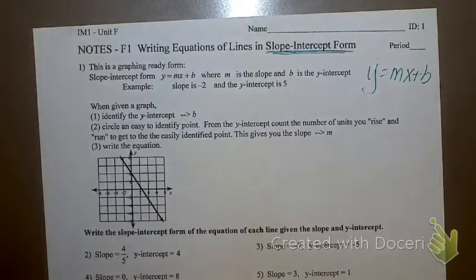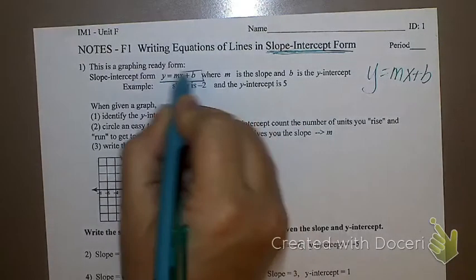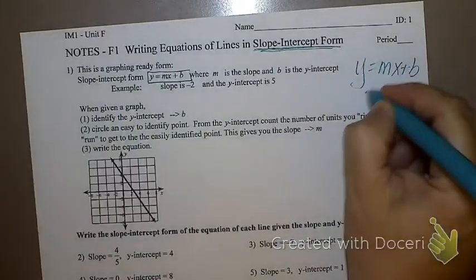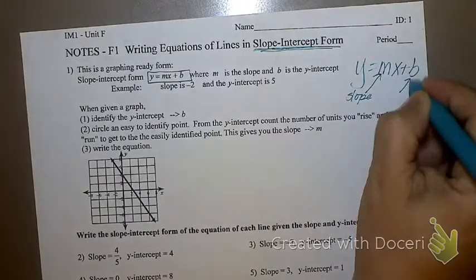You do not intercept the slope. It gives you the slope and the y-intercept. That's why it's called slope-intercept form. In slope-intercept form, which letter represents the slope? And the y-intercept?